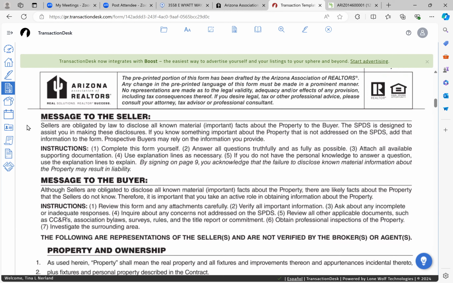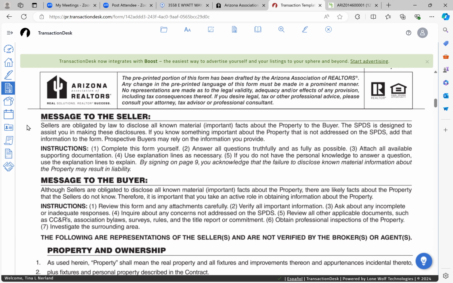Message to the seller. Sellers are obligated by law to disclose all known material important facts about the property to the buyer. The SPUDS is designed to assist you in making these disclosures. If you know something important about the property that was not addressed on the SPUDS, add that information to the form. Prospective buyers may rely on the information you provide.